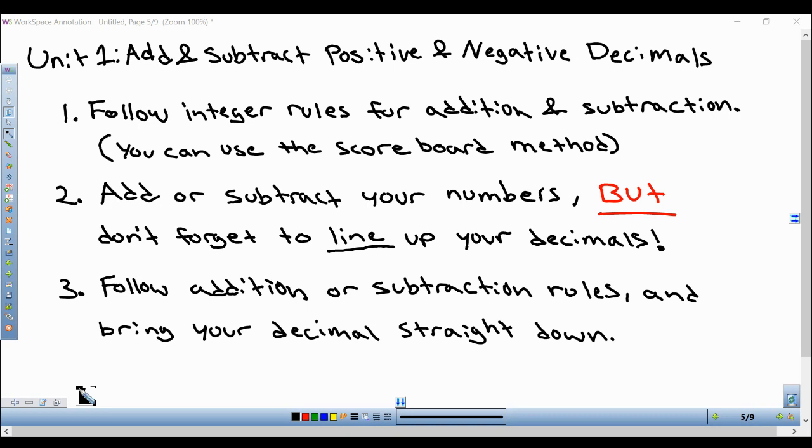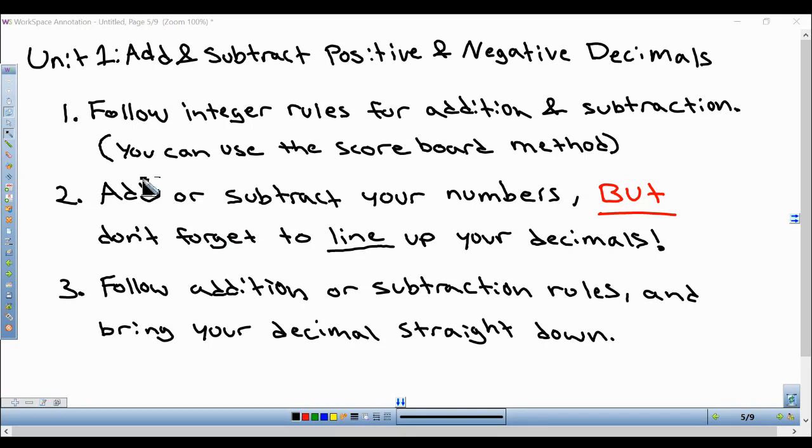So what you should be doing is following along, pausing the video if I go too fast, and writing these notes down in your notebook, journal, something like that. So let's go ahead and we will get started. Adding, subtracting positive and negative decimals.